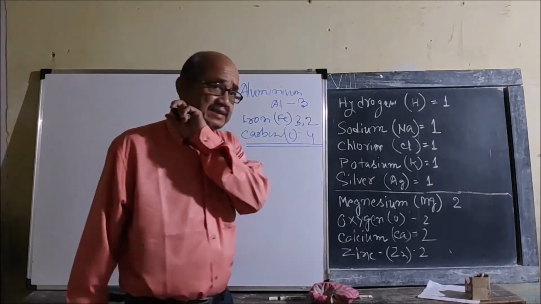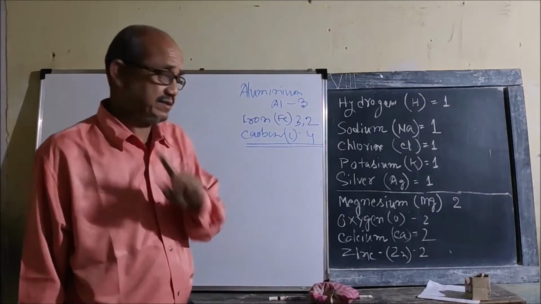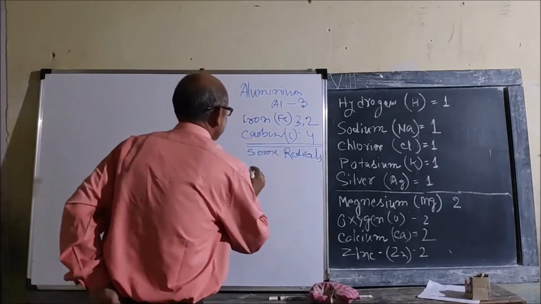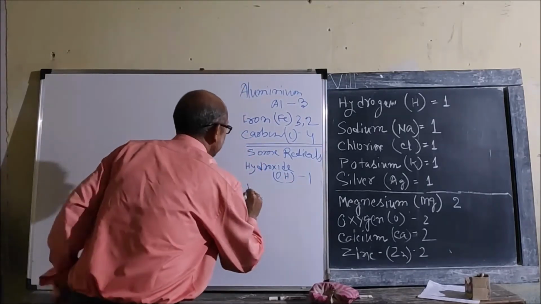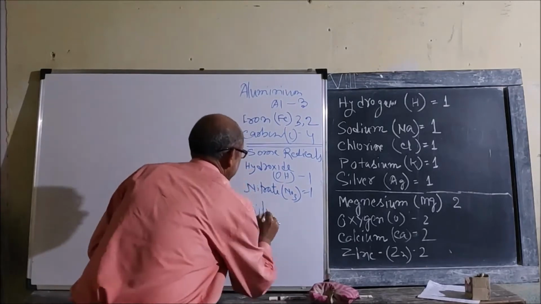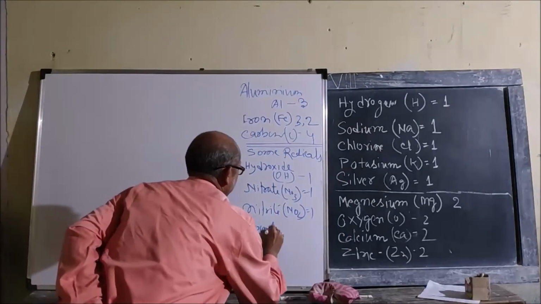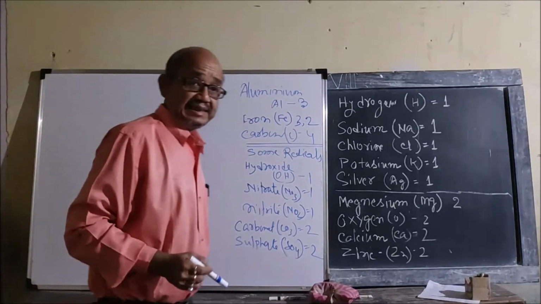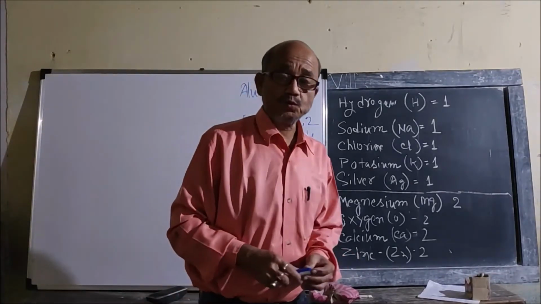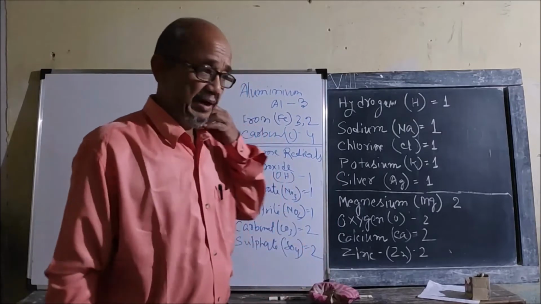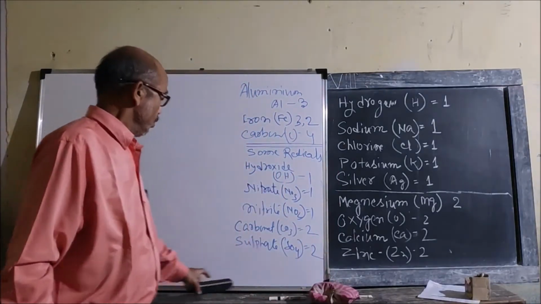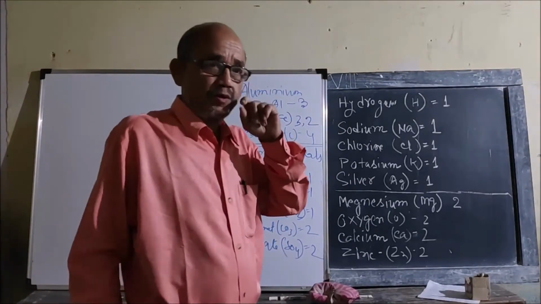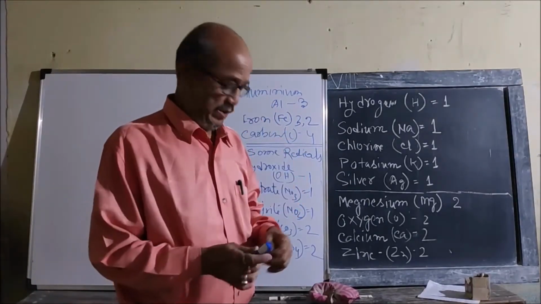Now we have to write some symbols of the radicals. Some radicals. Now here, these are some elements with their symbol and valences. Now we have to discuss how to write the chemical formula of a compound.